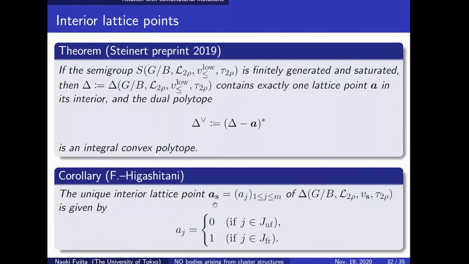The point A_S is given like this. The unfrozen coordinates are all zero, and the frozen coordinates are all one. In particular, this A_S is independent of the choice of S and stable, fixed under the tropicalized cluster mutations. So the translated polytopes delta minus A are also related by tropicalized cluster mutations, and we can consider its polar dual.